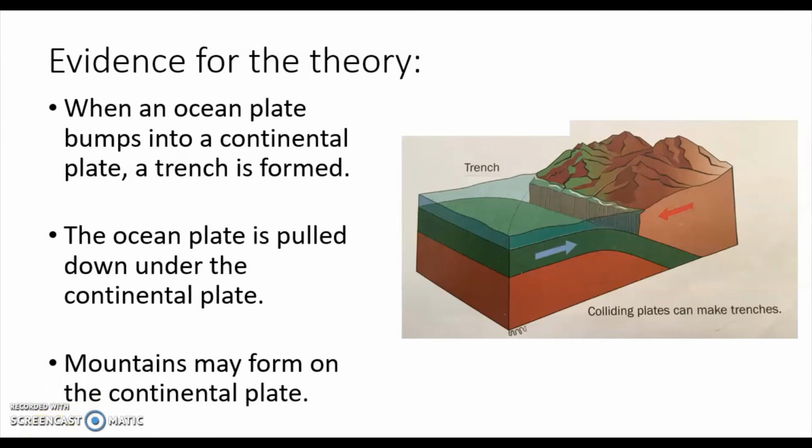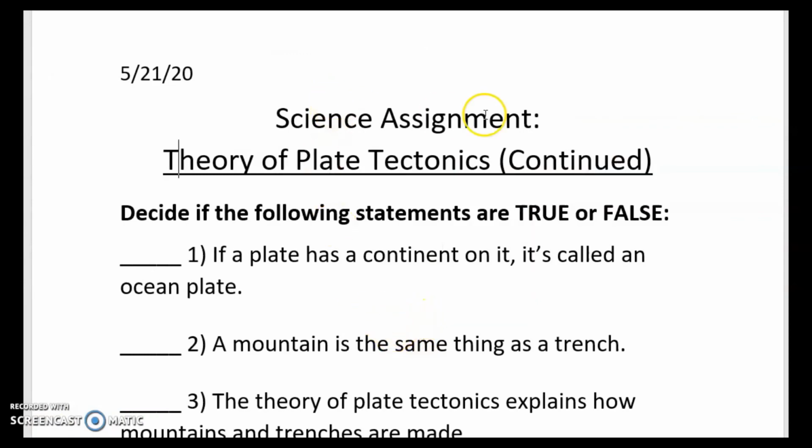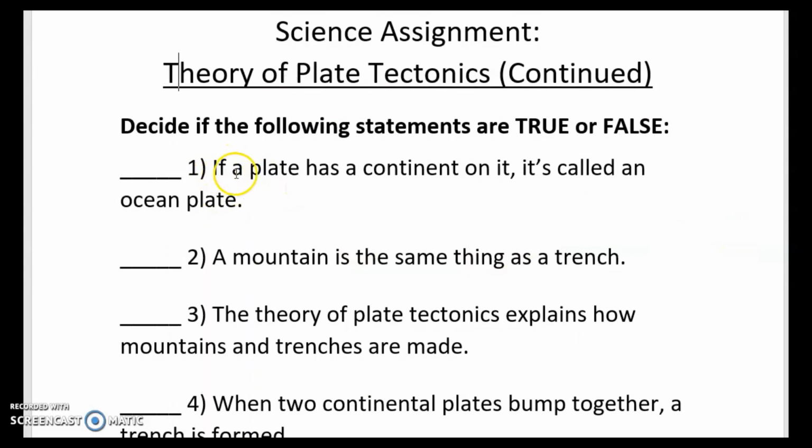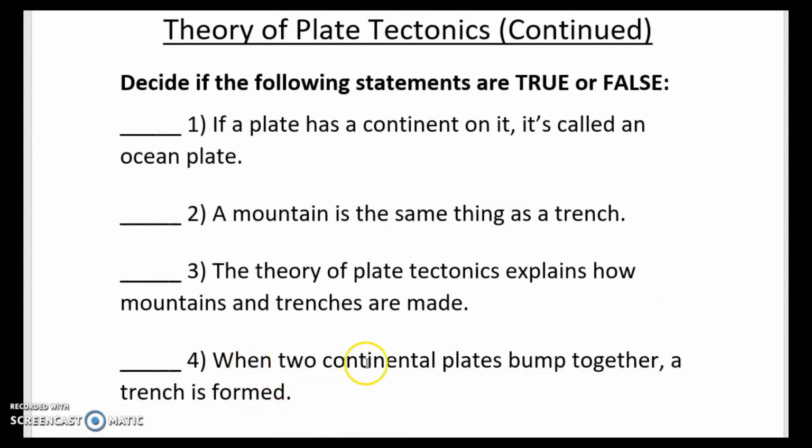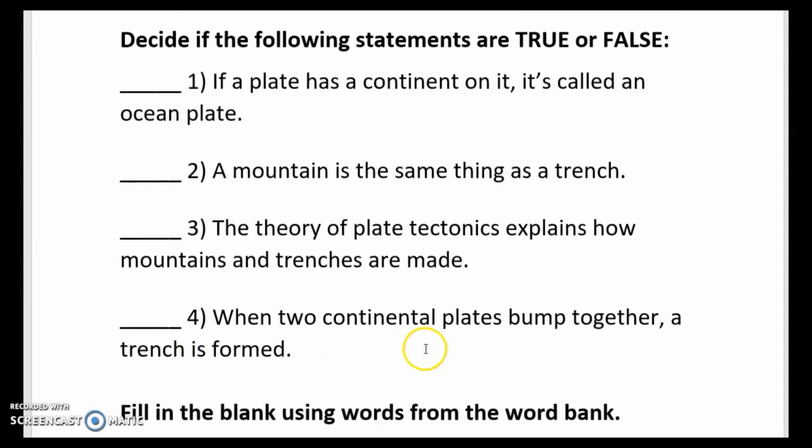Let's look at our assignment. Okay, friends, here's our assignment. Science assignment, theory of plate tectonics continued. Decide if the following statements are true or false. Number 1, if a plate has a continent on it, it's called an ocean plate. True or false? Number 2, a mountain is the same thing as a trench. True or false? Number 3, the theory of plate tectonics explains how mountains and trenches are made. Number 4, when two continental plates bump together, a trench is formed. You decide what's true and what's false, okay?